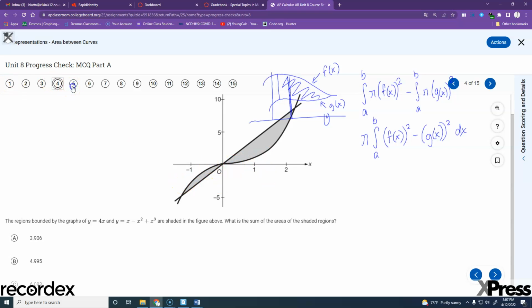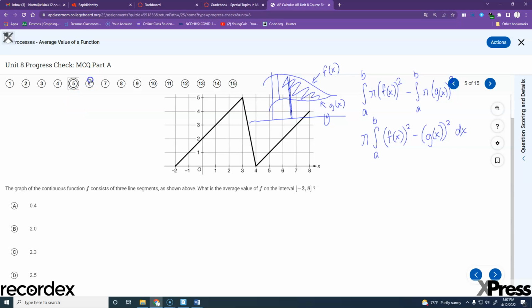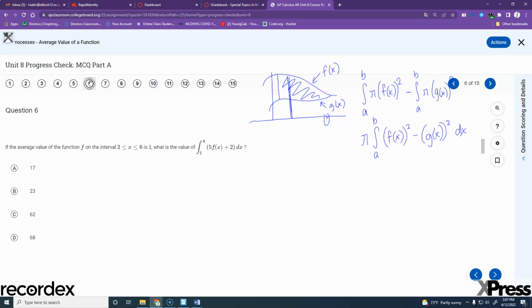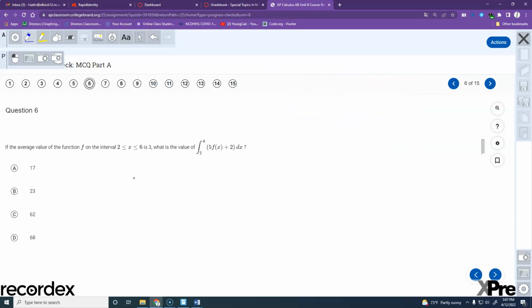Yeah. But let's see, I was wanting this one. Okay. All right. Let's do this one right here together really quickly. All right. So the average value of a function f on the interval from 2 to 6 is 3. What is the value of the integral from 2 to 6 of 5 f of x plus 2? How do we find average value? 1 over b minus a, which will be 1/4, times the integral from 2 to 6 of f of x dx, because they tell us 2 to 6 right there.